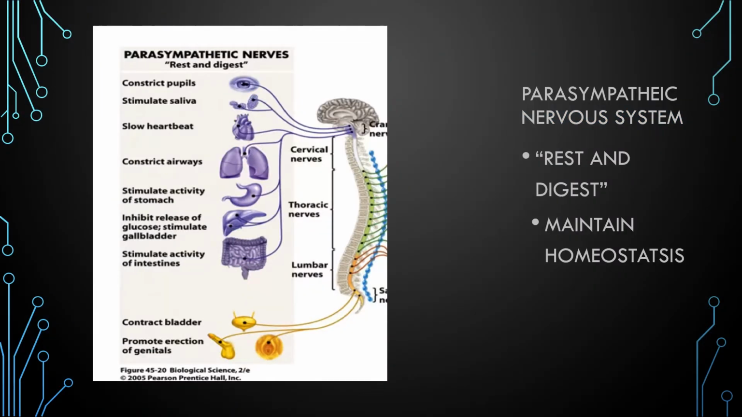The brainstem nerves also connect to our parasympathetic nervous system. This system is known as the rest and digest. Its main function is to maintain homeostasis.